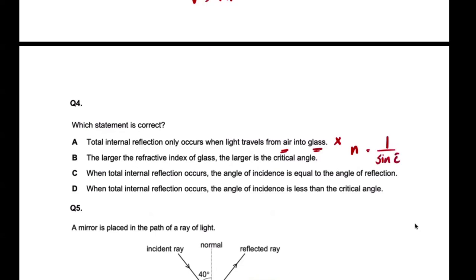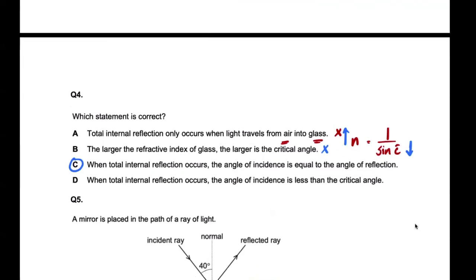And basically how the sine function works is if the angle gets bigger, as long as we're talking about acute angles, the sine of that also gets bigger. So that would mean that if my refractive index is larger, the critical angle would be smaller. So this is not it either. When total internal reflection occurs, the angle of incidence is equal to the angle of reflection. This is absolutely true because in any reflection, be it simple reflection or total internal reflection, the angle of incidence and the angle of reflection are equal.